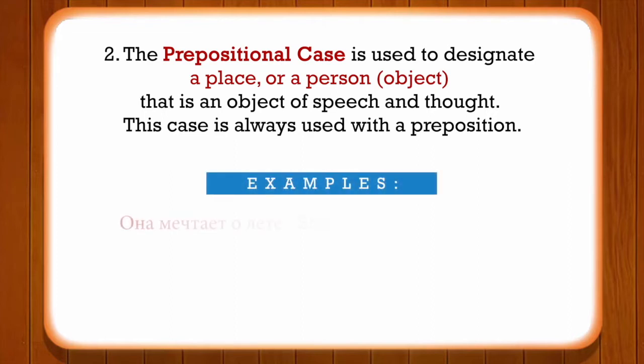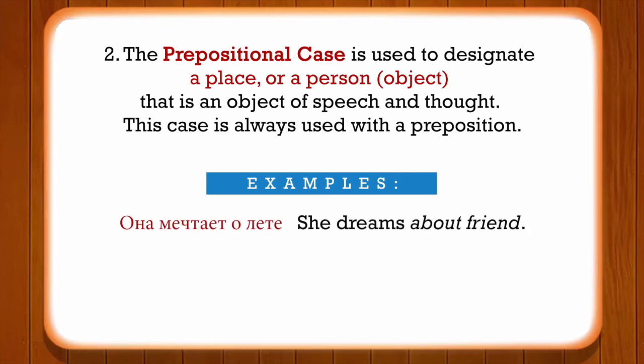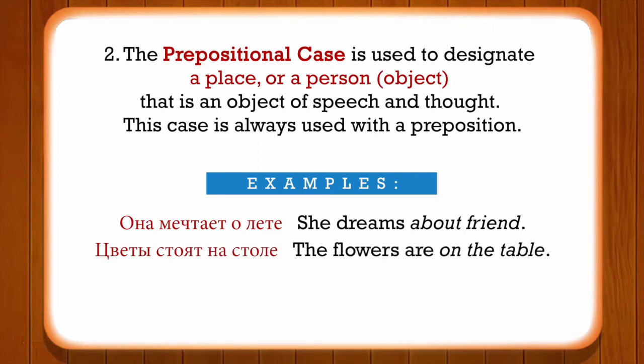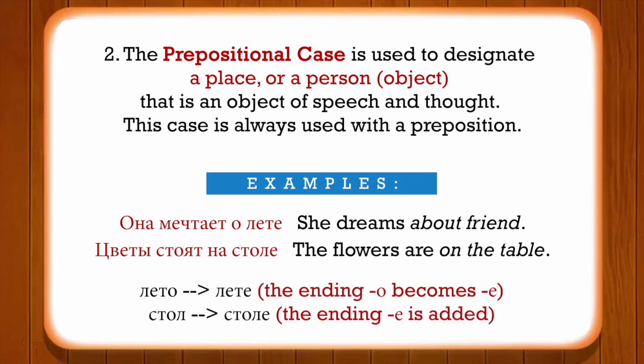Она мечтает о друге. She dreams about a friend. Цветы стоят на столе. The flowers are on the table. Друге, about a friend, and столе, on the table or at the table. You can use these prepositions accordingly. I hope the concept is clear to you.